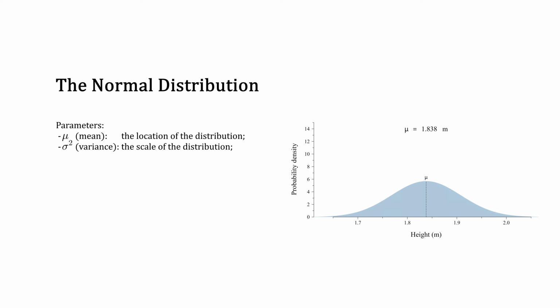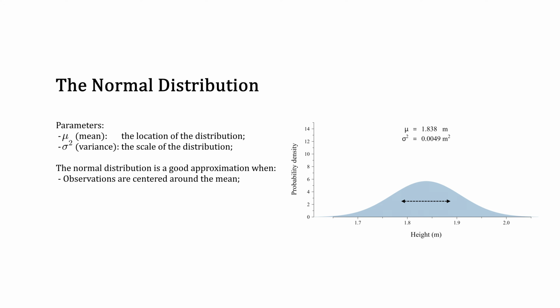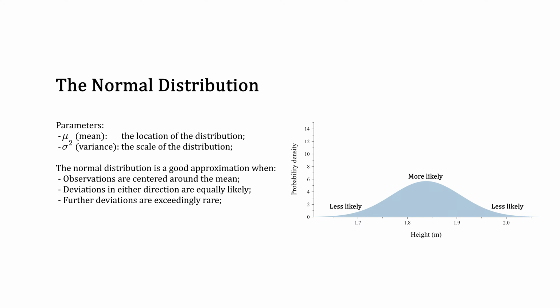So what have we learned so far? The normal distribution has two parameters: the mean, mu, which is the location of the distribution, and the variance, sigma squared, which is the scale of the distribution, or how diffuse or wide it is, so to speak. The normal distribution is a good approximation when most observations are close to the mean, deviations in either direction are equally likely, further deviations are exceedingly rare, and extreme values are possible but occur with very low probability. And whatever we're measuring is continuous, so it can be 2, but also 1.9 or 2.1 or 2.001, etc.